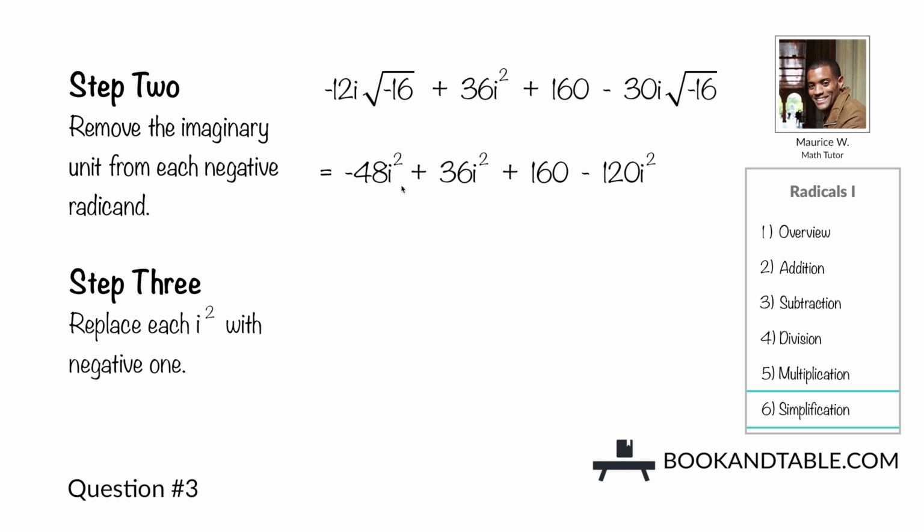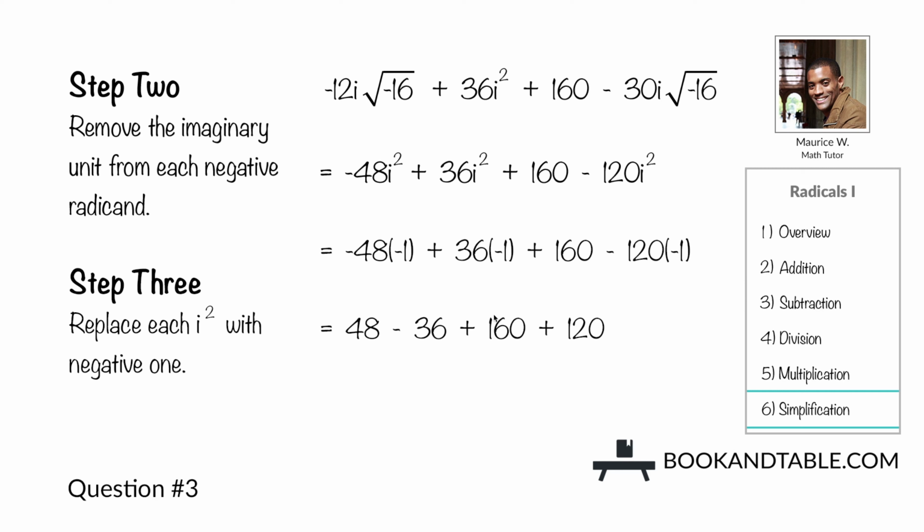So now we replace each i squared with negative 1. Negative 48 times negative 1 is positive 48. 36 times negative 1 is negative 36. And negative 120 times negative 1 is positive 120. 48 minus 36 plus 160 plus 120 equals 292.